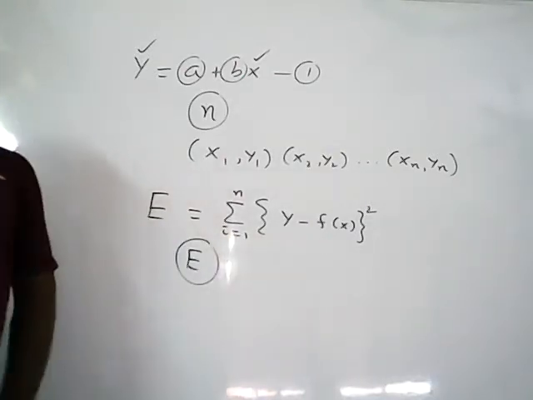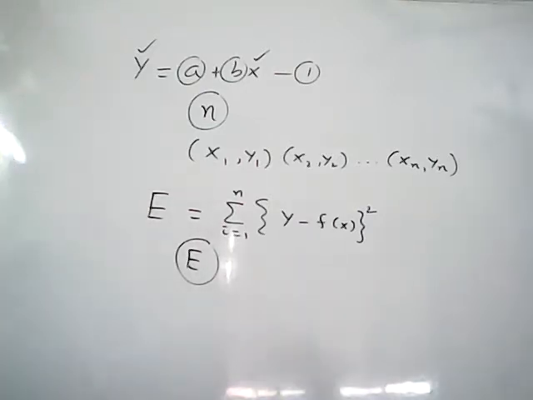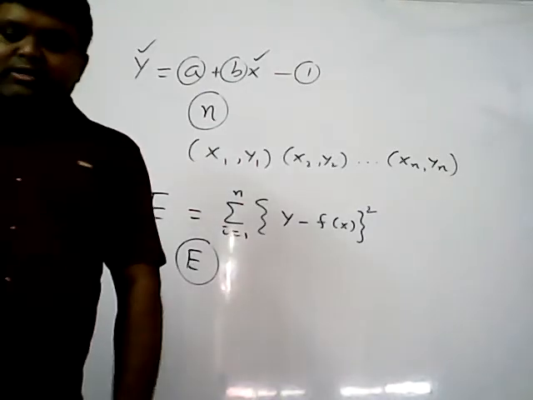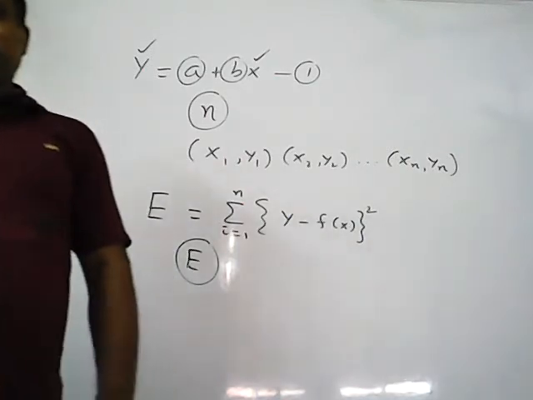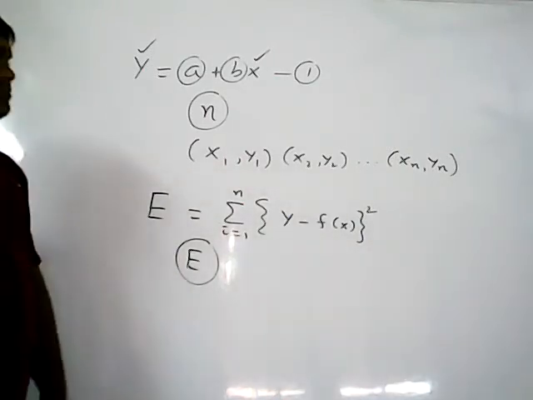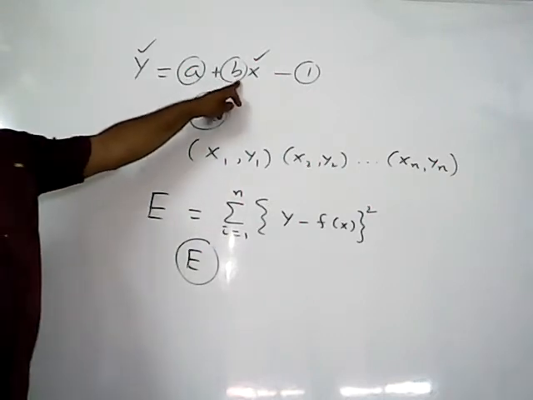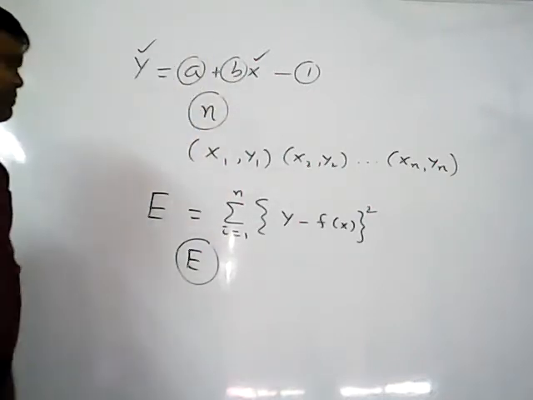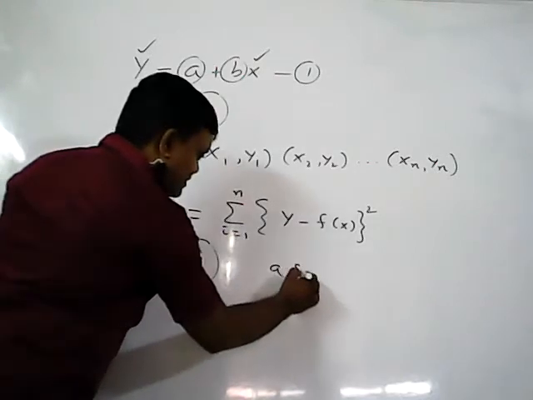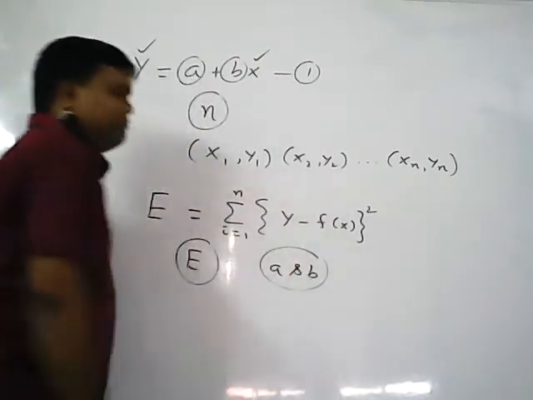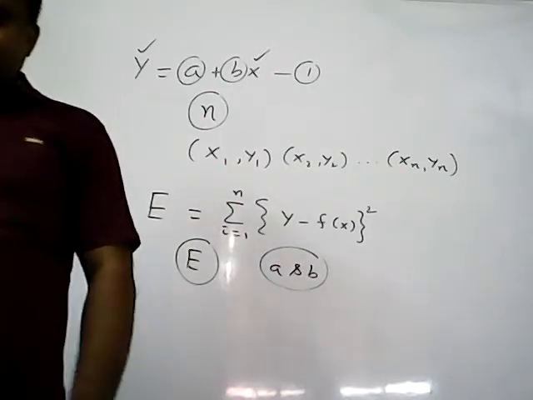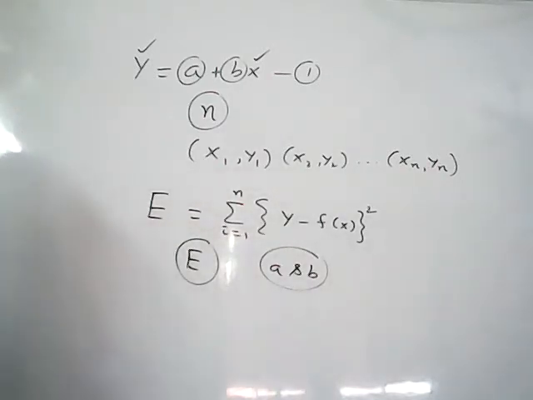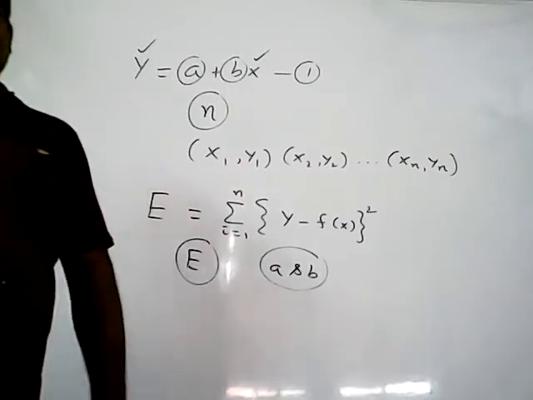We have to minimize capital E for the best possible values of A and B. Okay, for the best possible values of A and B. Minimization, you have to minimize E.